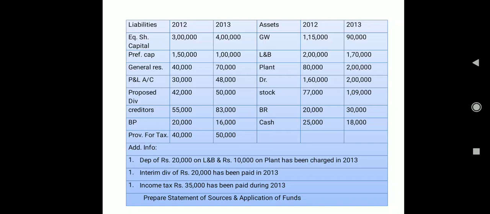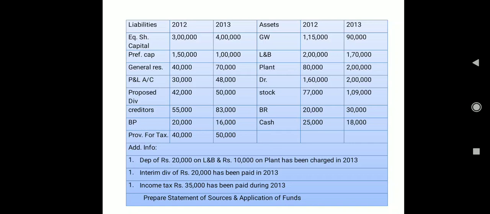Again, the assumption is what? We have purchased the plant worth rupees 1 lakh 30,000. And now you are purchasing something, that means you have to do the payment. That means cash is going out from your pocket. So this will be your application of fund. Clear? Now the next point from your additional information.